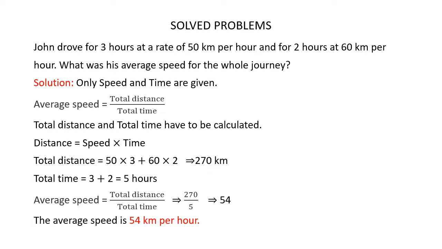Now total time taken by John is 3 plus 2, which is 5 hours. So total distance is 270 kilometers and total time is 5 hours. So average speed is equal to 270 divided by 5, which is 54. So the average speed for the whole journey is 54 kilometers per hour.